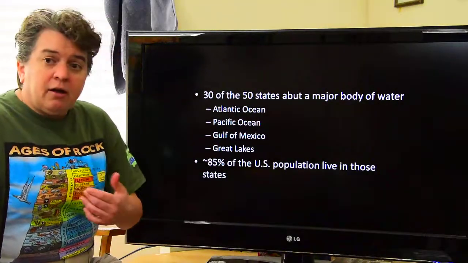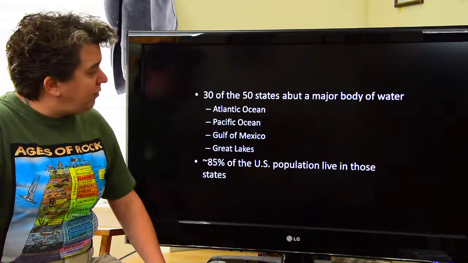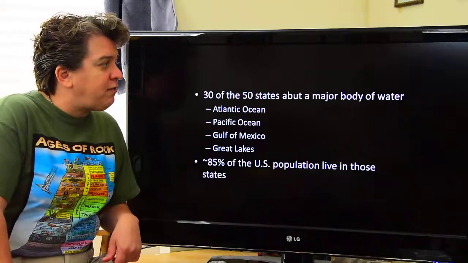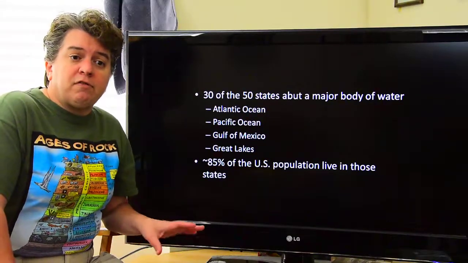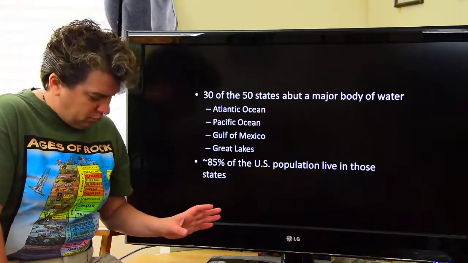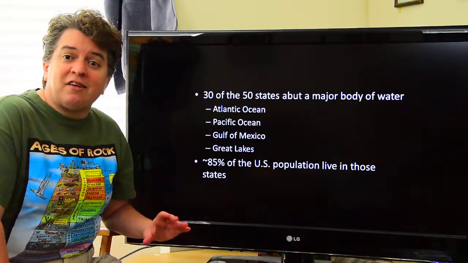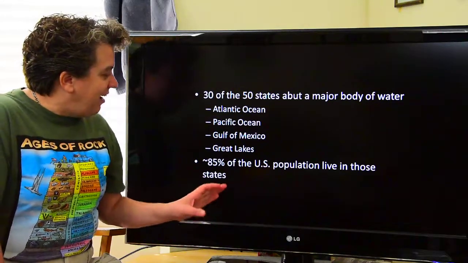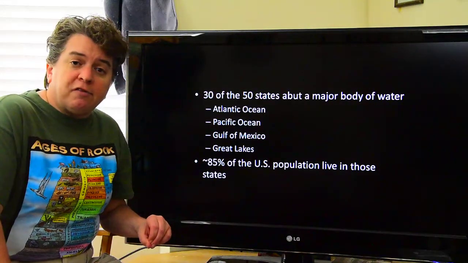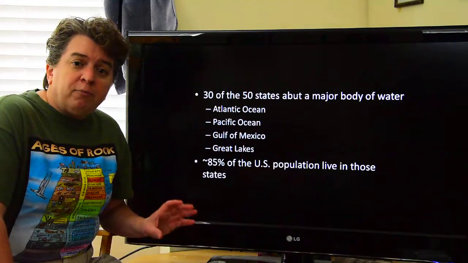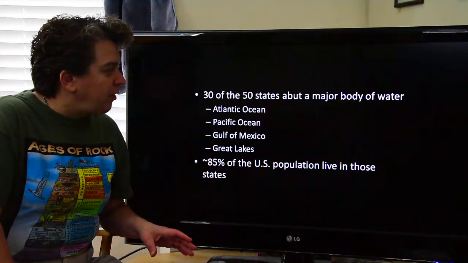Now, understanding coastal erosion and the processes that affect coastlines is really important because when we look at it, 30 of the 50 states have coastlines, right? They're up against a major body of water. And so this can be the Pacific Ocean, the Atlantic Ocean, the Gulf of Mexico, the Great Lakes, any of those are major coastlines. And 85% of the U.S. population lives in those states. So a large portion of Americans live somewhere where they should at least be thinking about coastal erosion and how coastlines work.